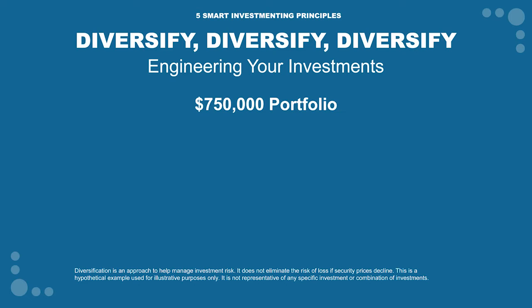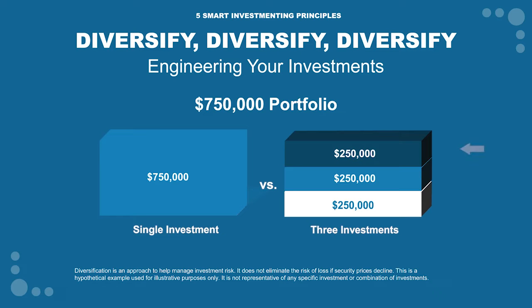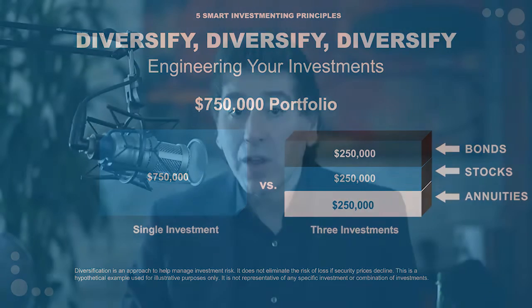Let's assume we have an investor who has $750,000 to invest. On the left is a hypothetical example of $750,000 placed into a single investment. On the right is a hypothetical example of the same amount divided between 3 investments. Remember, diversification is an approach to help manage the investment risk. It does not eliminate the risk of loss if a security price declines.